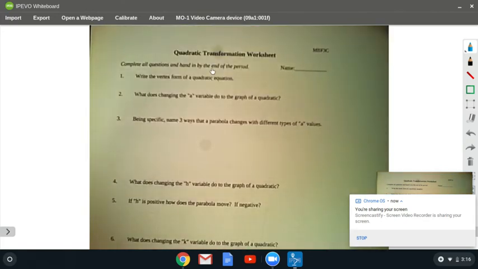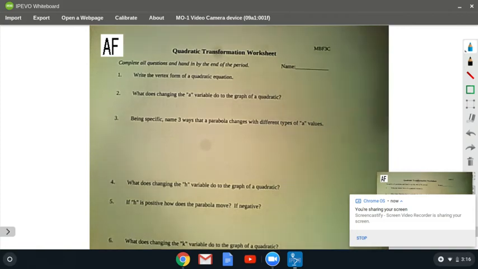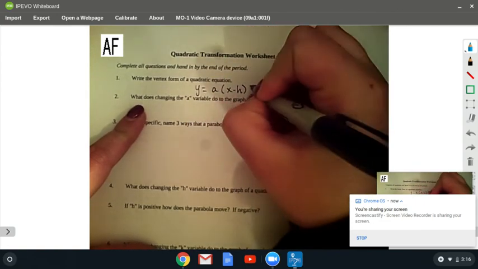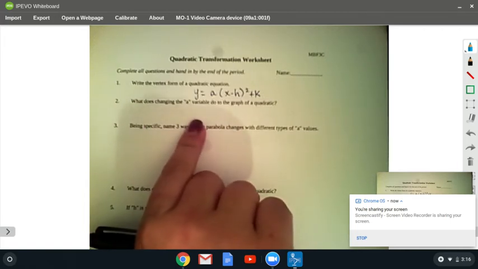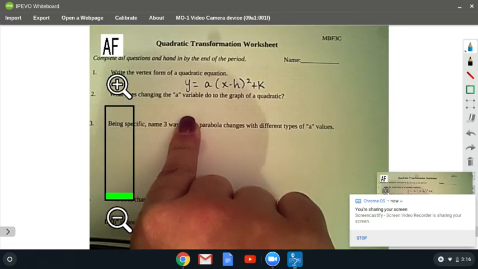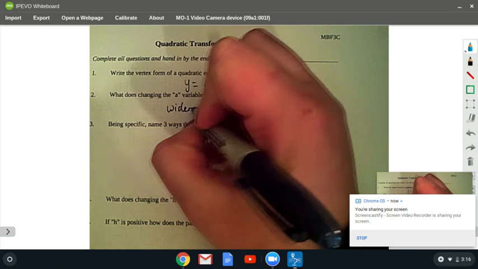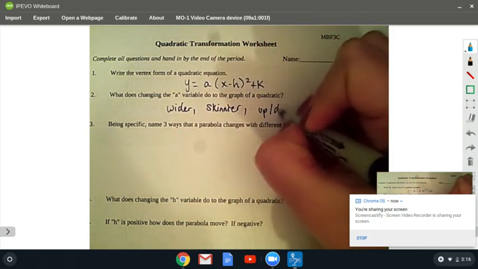I just wanted to do a little review today of quadratics in vertex form and how they translate and transform. So the vertex form we have looks like this. Okay, what does the A value do to change this? And this isn't notes, this is just a quick review. What does changing the A variable do? It can make it wider. You can make it skinnier. You can also determine whether it goes up or down.